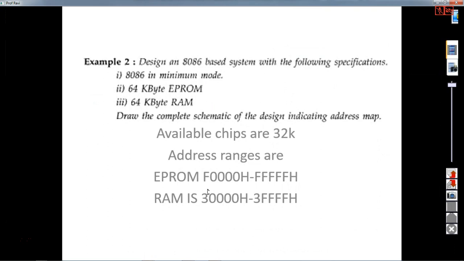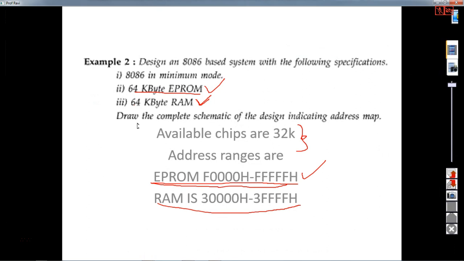The example is: design an 8086 based system with the following specifications. The 8086 is in minimum mode, and you have to interface 64 kilobytes of RAM and 64 kilobytes of EEPROM to the 8086 system. The available chips are 32 kilobyte chips. The memory mapping is: RAM should be given 30000 to 3FFFF, and EEPROM should be given an address of F0000 to FFFFF. So 4 zeros to 4 Fs is 64K. Now you have to connect 64 kilobytes of EEPROM and 64 kilobytes of RAM to the 8086 system.